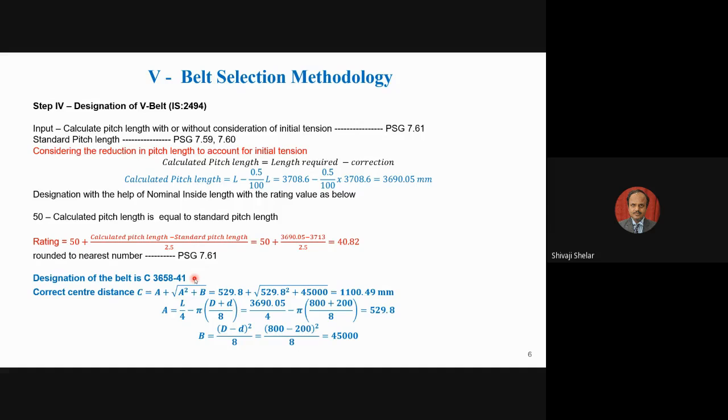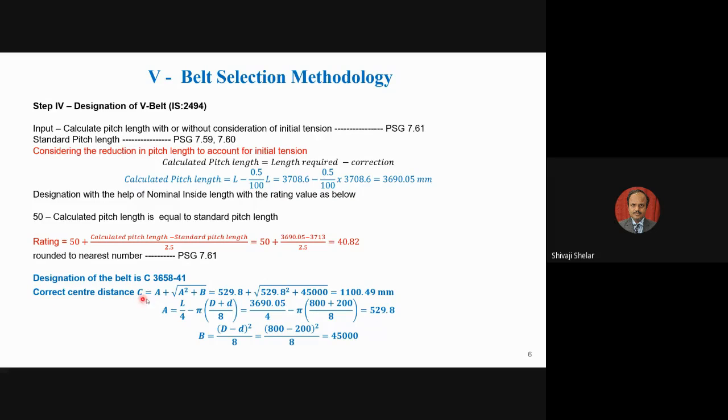Okay. So in this problem, you have been asked to determine the correct center distance. Whatever we have chosen earlier was an approximate center distance. Now we have finalized your C value. You have finalized the length of the belt. What is the length of the belt required here? So based on that, you will have the correct center distance.